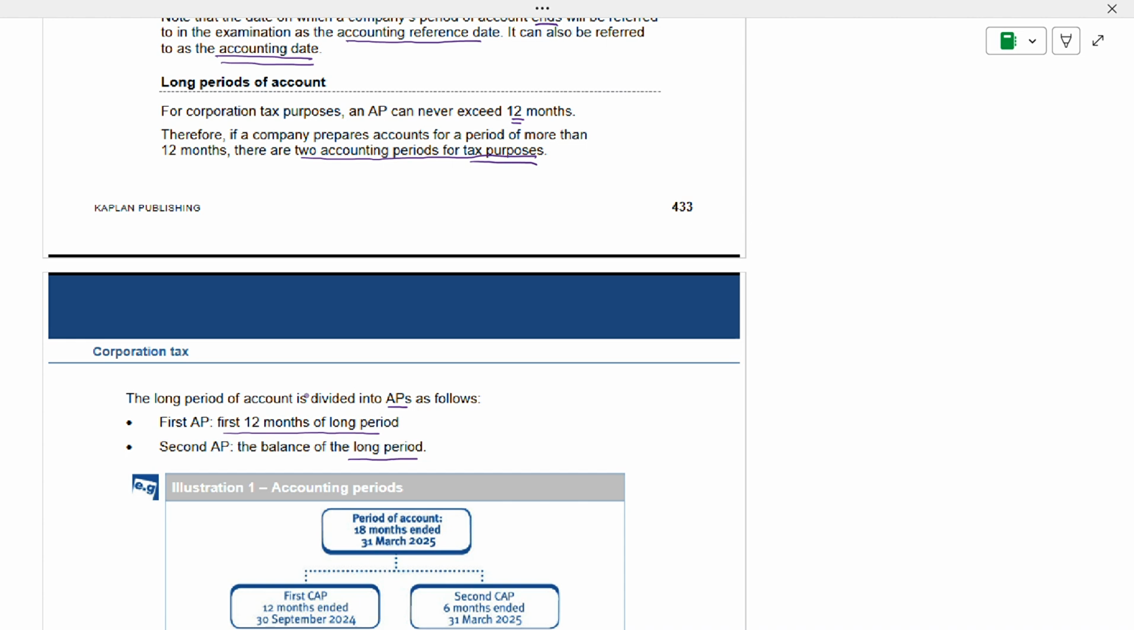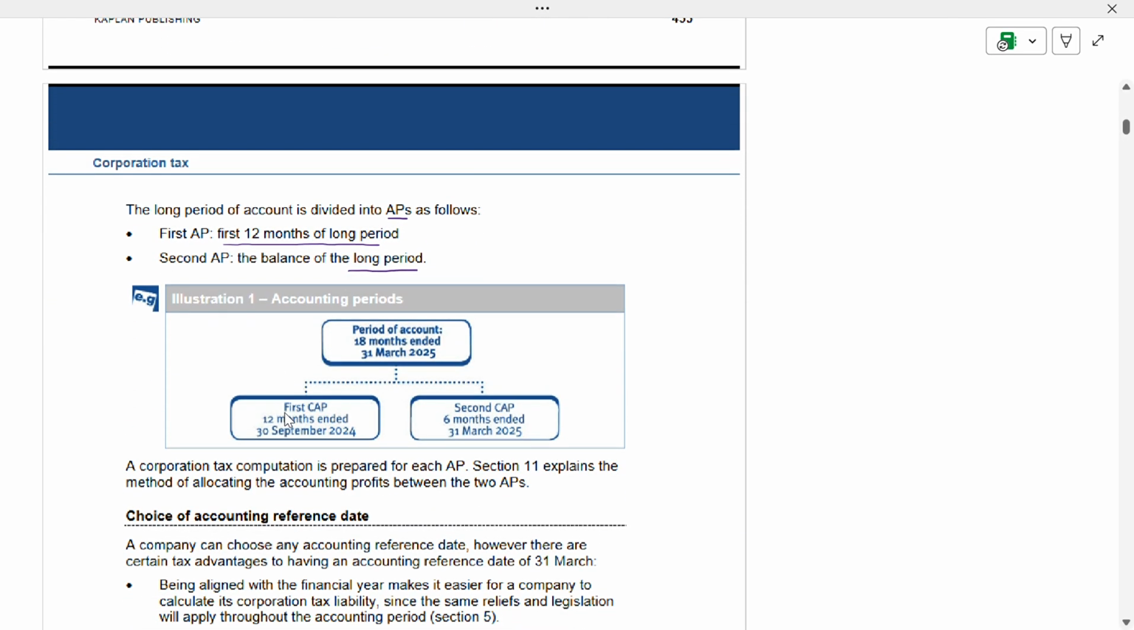First 12 months, you will take the first 12 months, then you will take the balance of the period. Okay, so we should be very clear, because many complications will come. Now, they are given very clearly. There is no confusion at all.